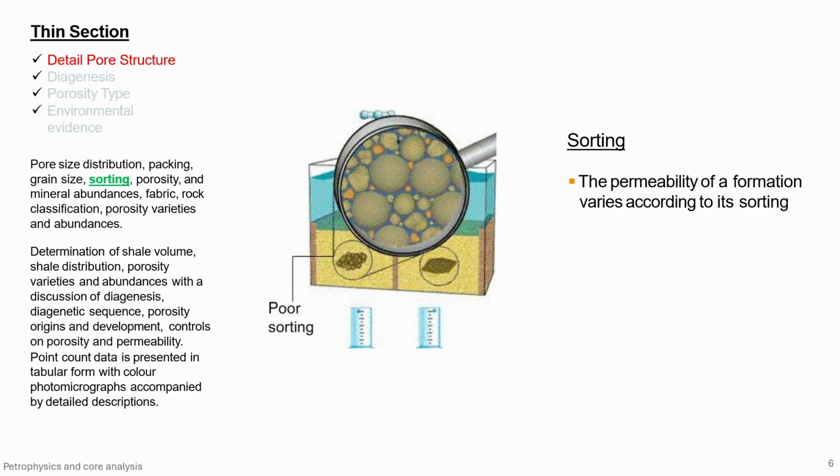So here, I would tell students that sorting is one of the most geologically intuitive predictors of reservoir quality. Good sorting usually supports better permeability, while poor sorting often reduces it. This is why sedimentological interpretation is directly tied to petrophysical performance.